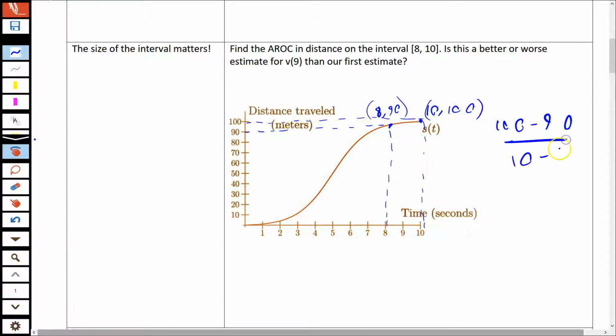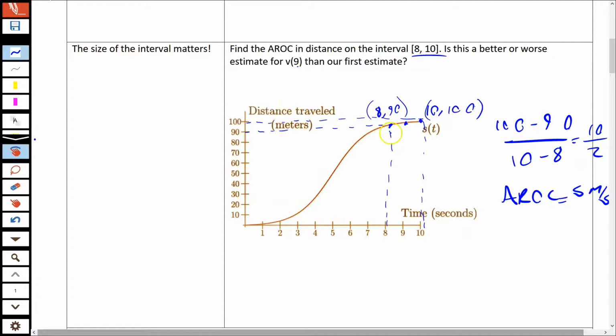So here are my 2 points, right? And then our math looks like this. So 5 meters per second is our average rate of change from this interval 8 to 10. Remember, the point we're interested in is t equals 9, right? So we're looking for v of 9. We're trying to estimate v of 9.